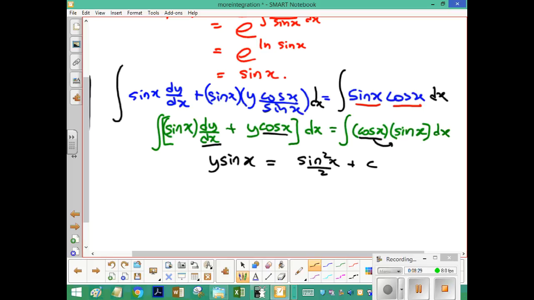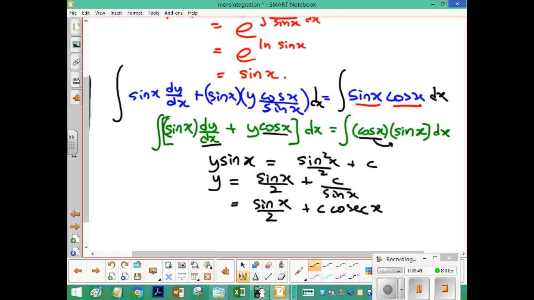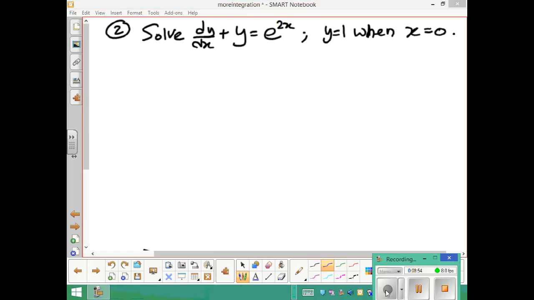And then what I can do is to get y by itself, divide both sides by sine x. So it's sine x over 2 plus c over sine x. C over sine x itself is cosecant x, so c cosecant x. So that's the answer.